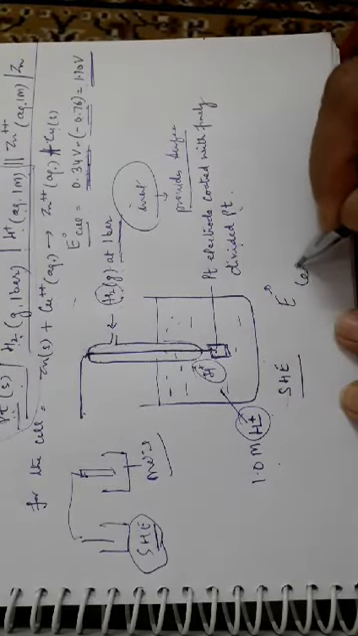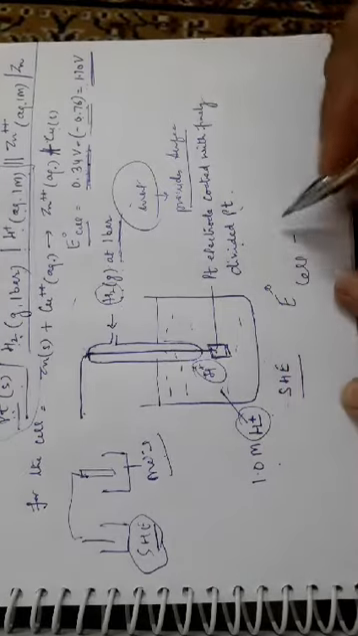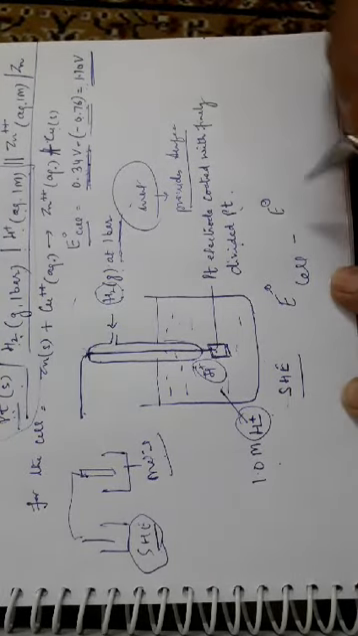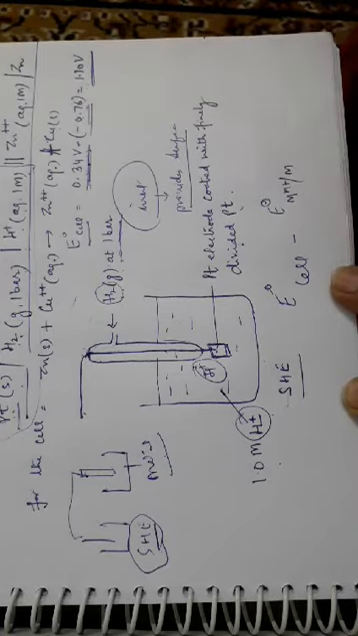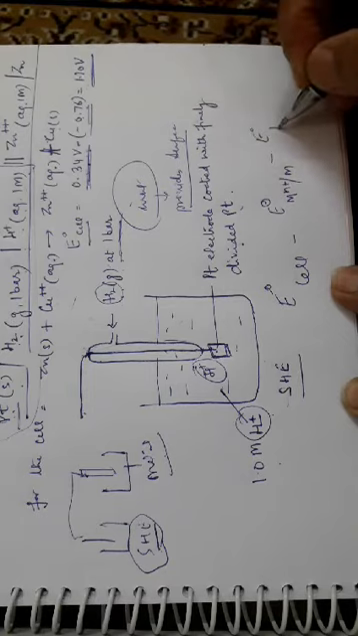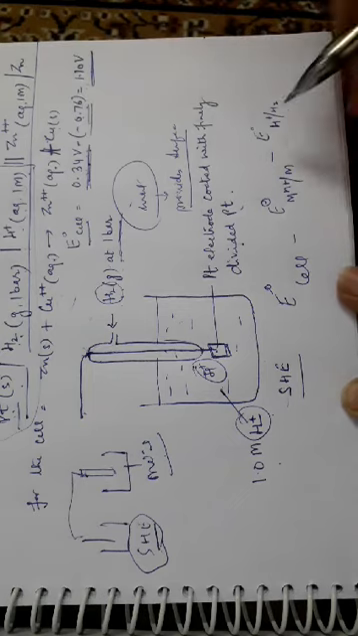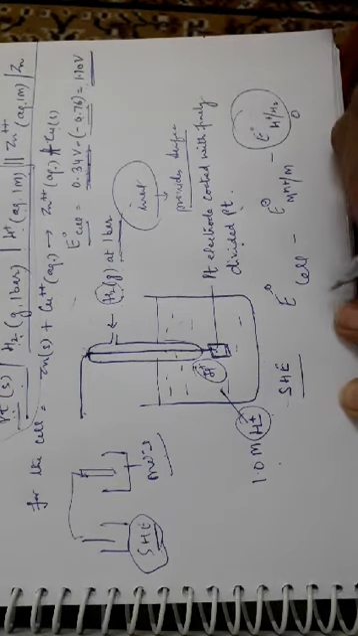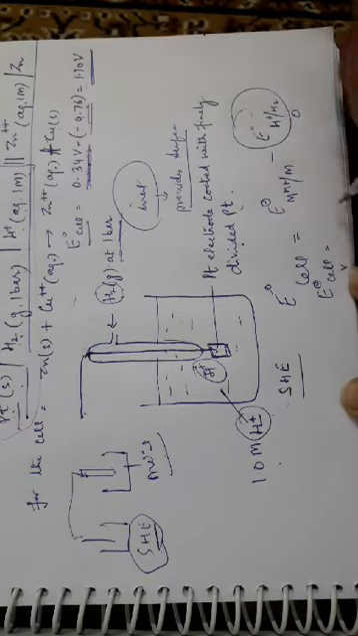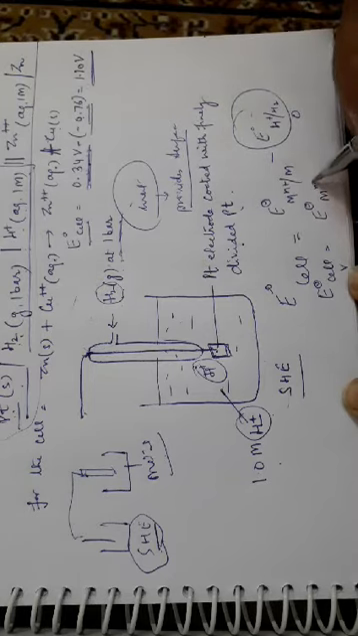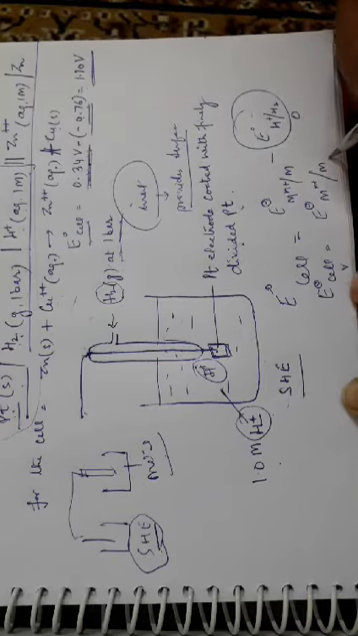E naught cell, that is made by the combination of standard hydrogen electrode and metal electrode. What is the right hand side electrode? E naught metal, that is Mn plus in contact with M, minus E naught hydrogen electrode. Hydrogen electrode, we are saying that H plus is in contact with hydrogen. So this electrode potential is 0. So E naught cell, that is directly measured by the voltmeter, is giving us the value of the electrode potential of any metal. I hope I am clear to you?